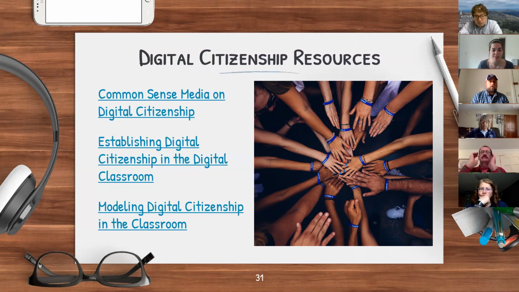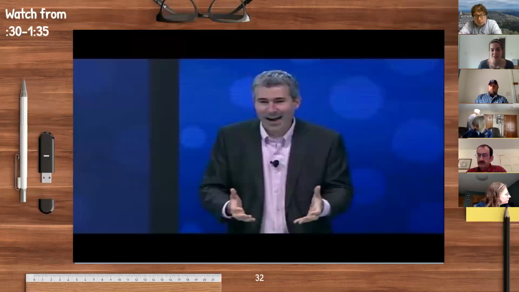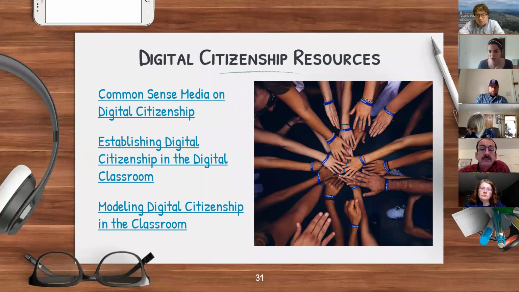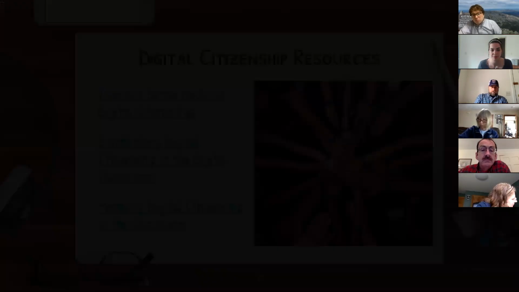And then we have establishing digital citizenship in the digital classroom. This one specifically talks about online learning and how digital citizenship can be incorporated into a digital classroom versus the face-to-face classroom. And then the third one is the modeling of the use of digital citizenship in the classroom. I really like that resource because it's from the teacher perspective of how you might actually model these things versus having that direct instruction. You're leading by example, is how that resource works.